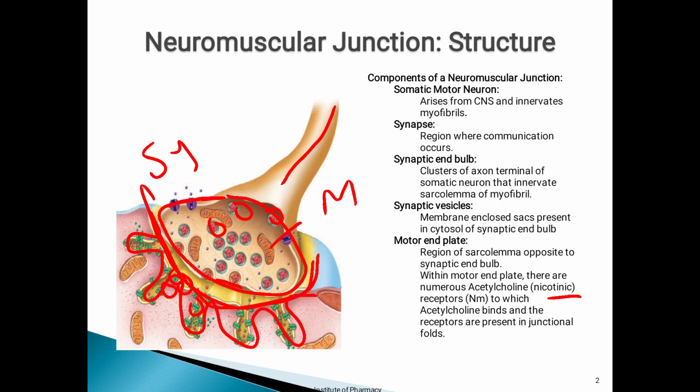So now we'll study the various steps in the neuromuscular junction. We have seen the various components, that is the somatic motor neuron. What do we have in the somatic motor neuron? We have mitochondria, then we have a synaptic vesicle. What is in the synaptic vesicle? We have a neurotransmitter. What is the name of the neurotransmitter? Acetylcholine. So this region is the synaptic end bulb.